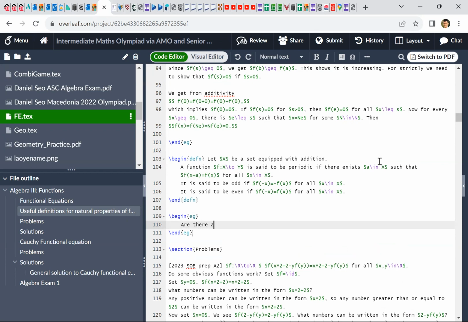So are there any functions which are both even and odd? So there's no numbers which are both even and odd, right? Yeah. Yeah, so can you prove it's the only function that works?